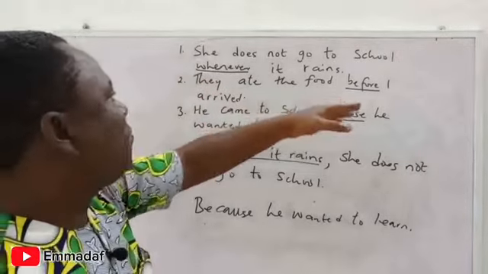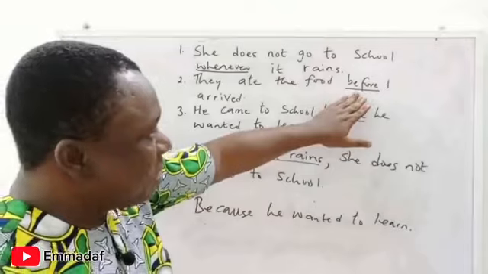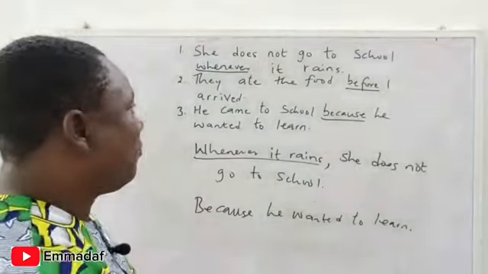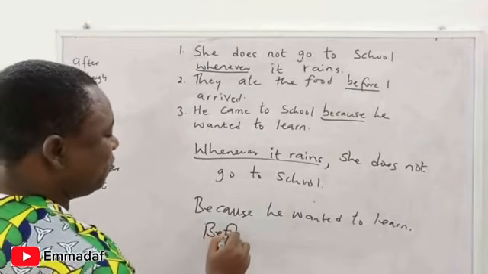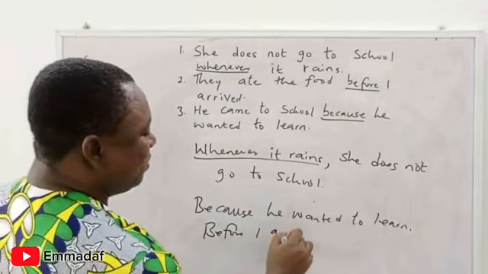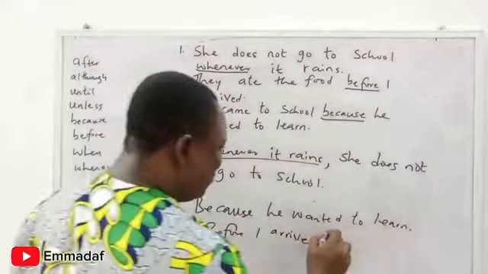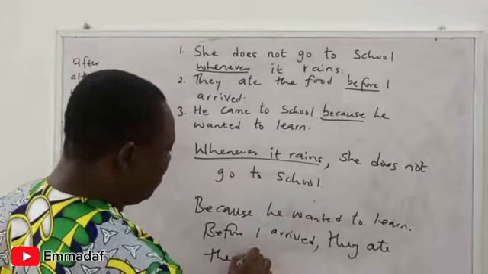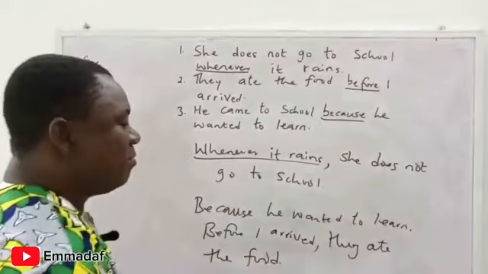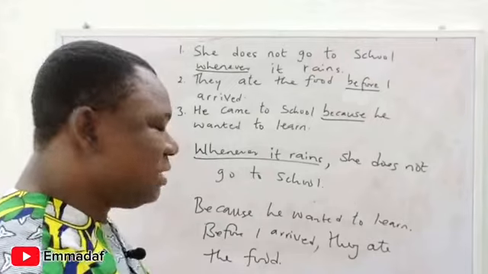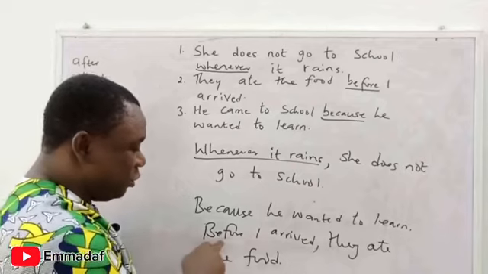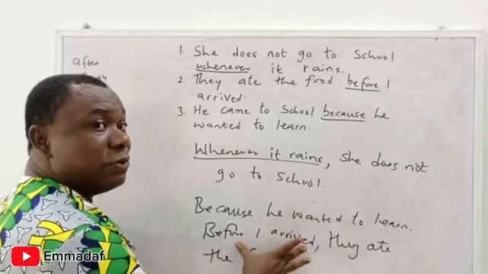They ate the food before I arrived. Now you can begin the sentence with the subordinate clause. Before I arrived, comma, they ate the food. Before I arrived, they ate the food. So here you see that the subordinate clause, introduced by a subordinate conjunction, comes first.